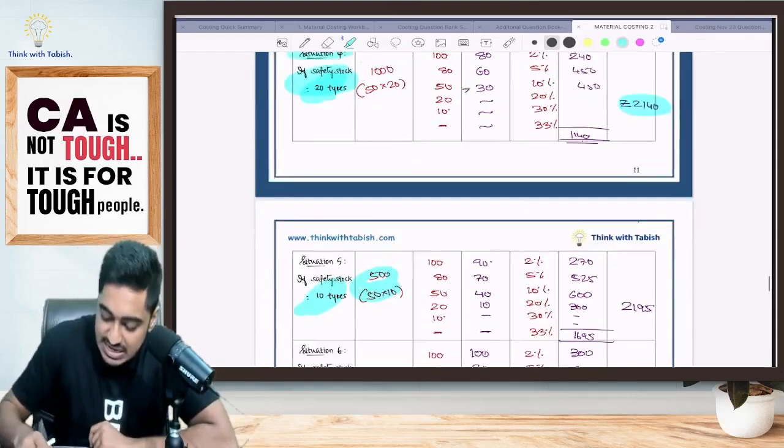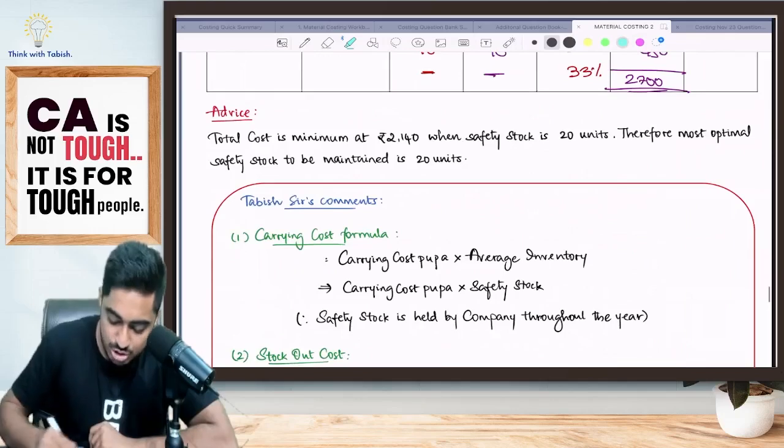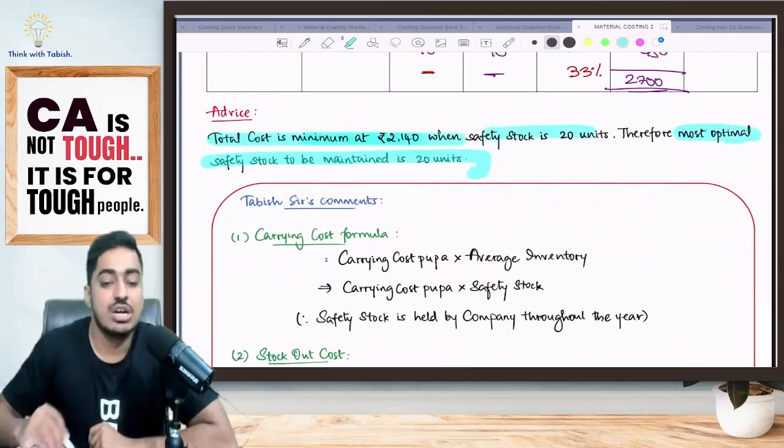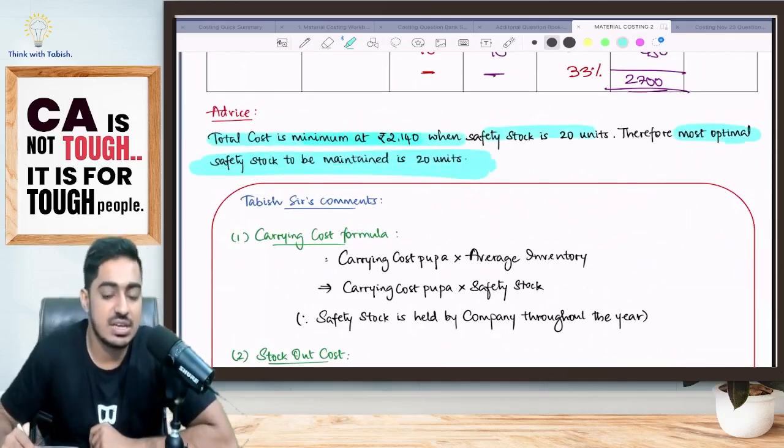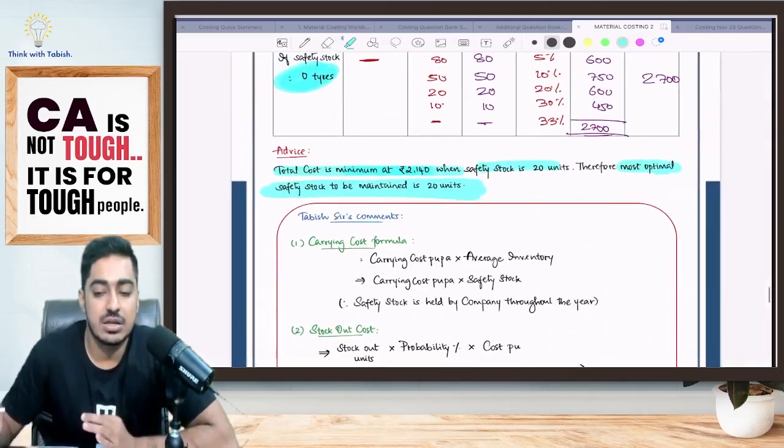That means ideally, the most optimal safety stock to be maintained is 20 units. Is this clear, everyone? Yes or no? This was our question.